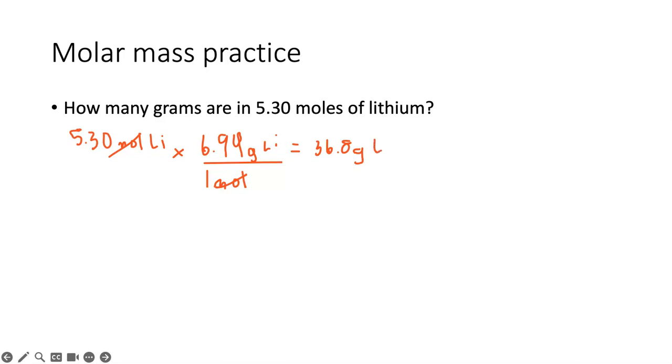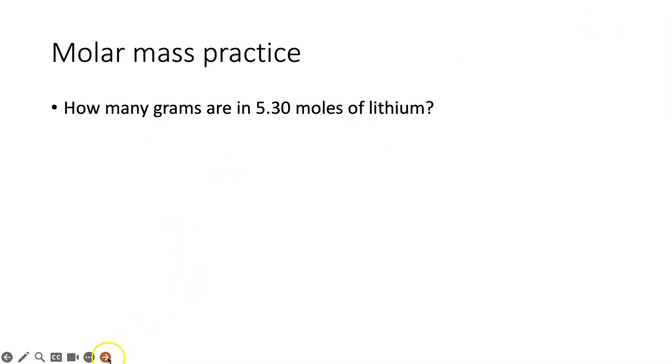And what I should be asking myself is, is this answer reasonable? And the answer is that yes, it is reasonable. The reason why it's reasonable is because I have more than 1 mole, so I should expect this to be roughly 5 times the molar mass of lithium, which it is, give or take. So let's try the next one out.